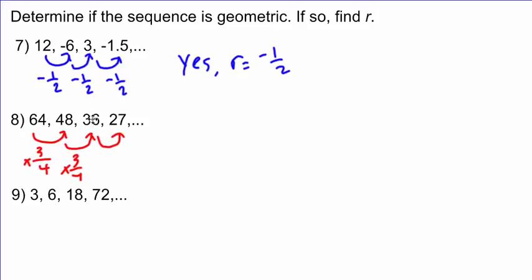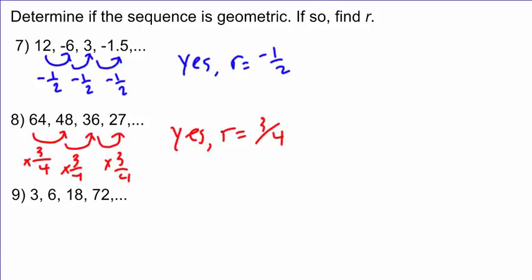1/4 of 36 is 9. 9 times 3 is 27. Pattern holds true. So this is another yes. This time the R value is 3/4. If you thought we were starting you easy on this, you were wrong.